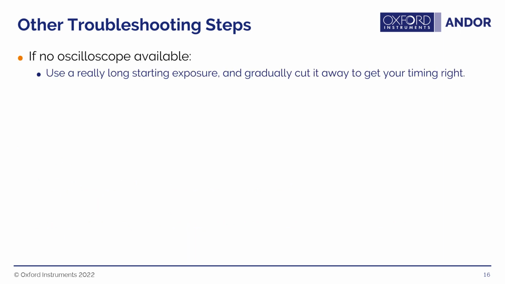So a few other troubleshooting steps. First of all, if no oscilloscope is available, you can still achieve the same effect of finding the signal that you need to measure, but you're going to have to start with a really long exposure and a really wide gate, and then slowly step in from each side until you see the signal go away, and then adjust back out until you're sure that you're only taking signal where you have actual light from your sample.